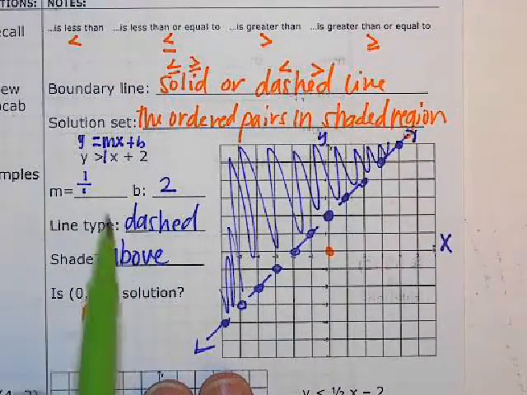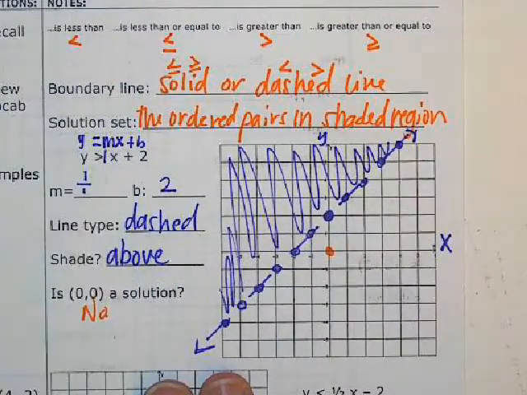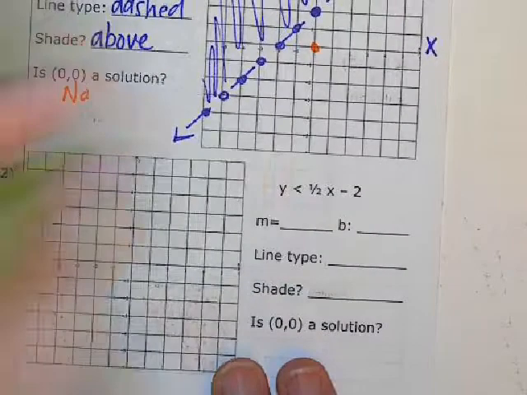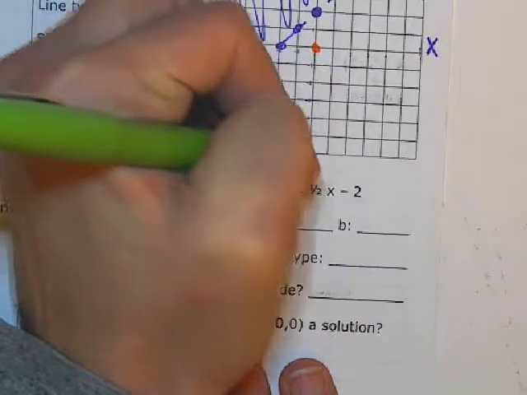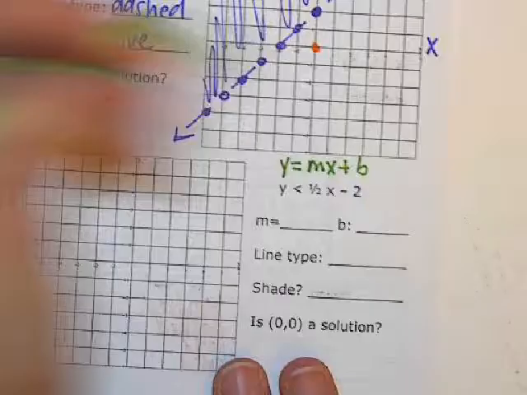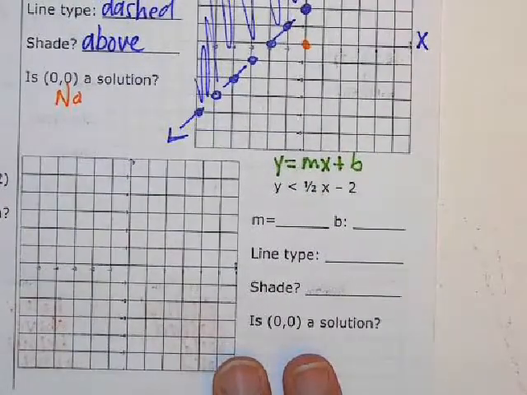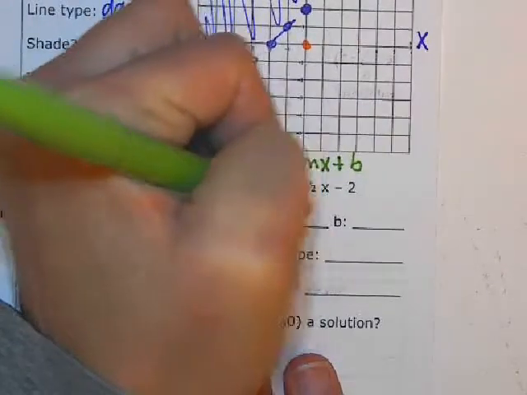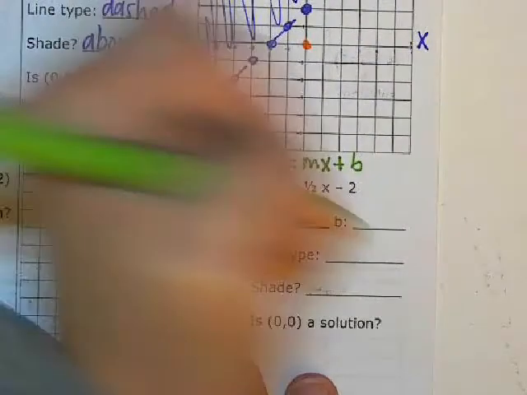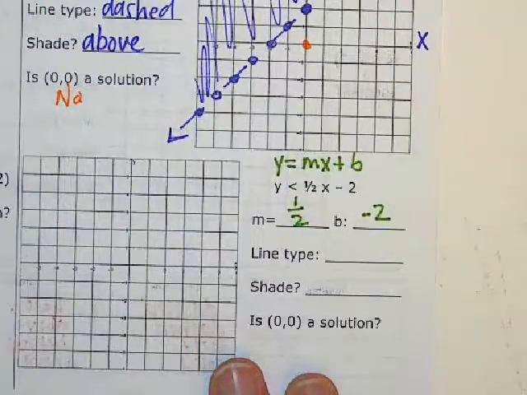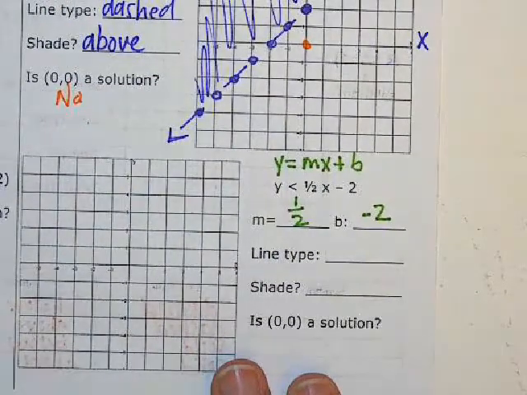Solid or dashed determines if there is a line under the symbol. Shading above or below determines if it's greater than or less than. Okay? All right, number 2. Y equals mx plus b. What's my m? 1/2. What's my b? -2. My line type, so solid or dashed?